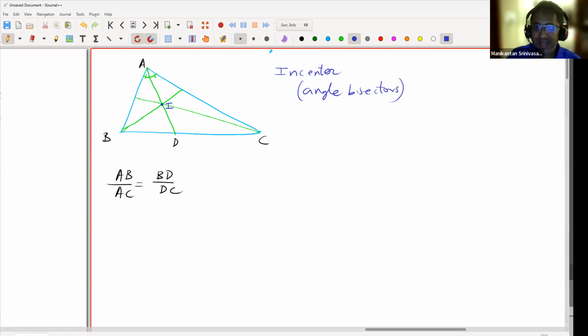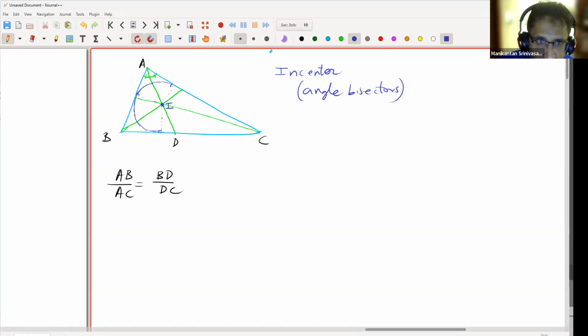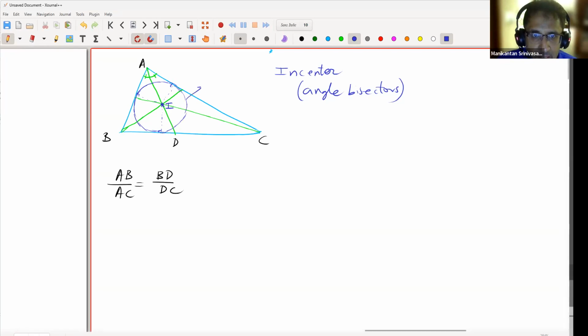Now, it's called the incenter for a reason. It's the center of the circle that you can draw inside the triangle. If this is the incenter, and I measure the perpendicular distance from here to this side, and from here to this side, and this, it'll all be the same. Therefore, I can draw a circle which touches all three sides. Such a circle is called an incircle.